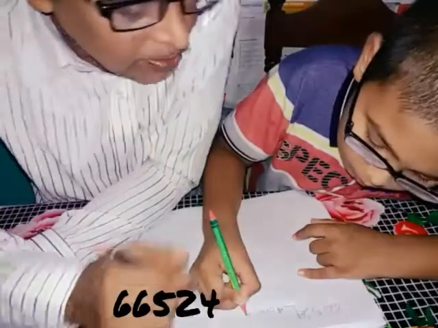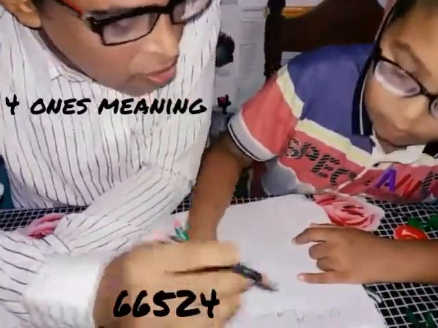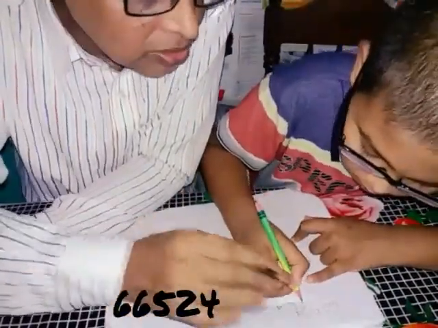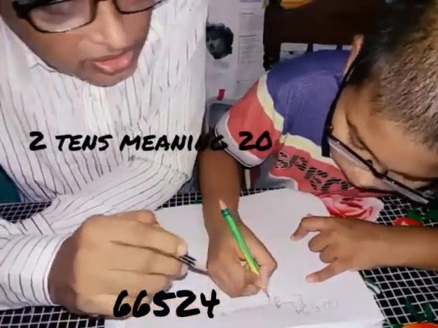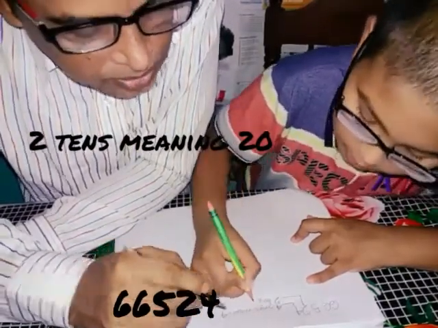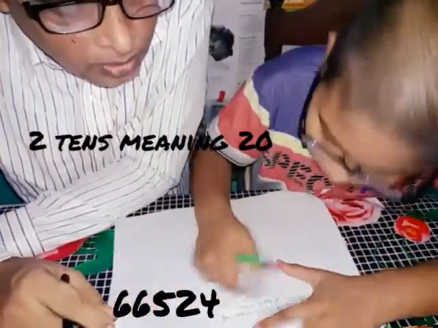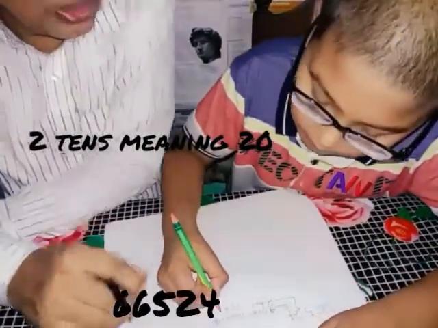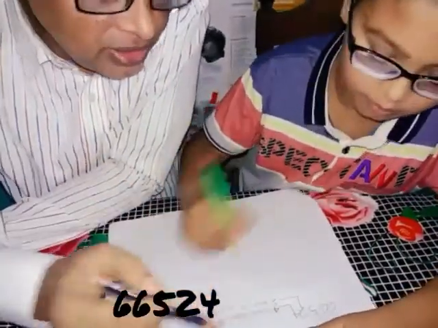So we are finding out the place value of each digit of this numeral. Four ones mean four. Then two tens. Two tens mean 20.